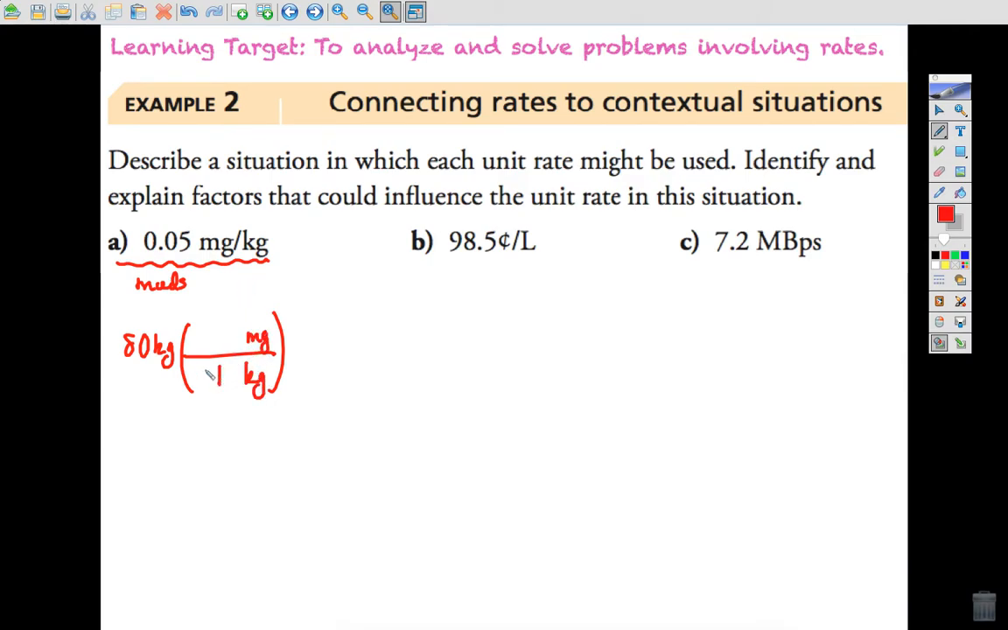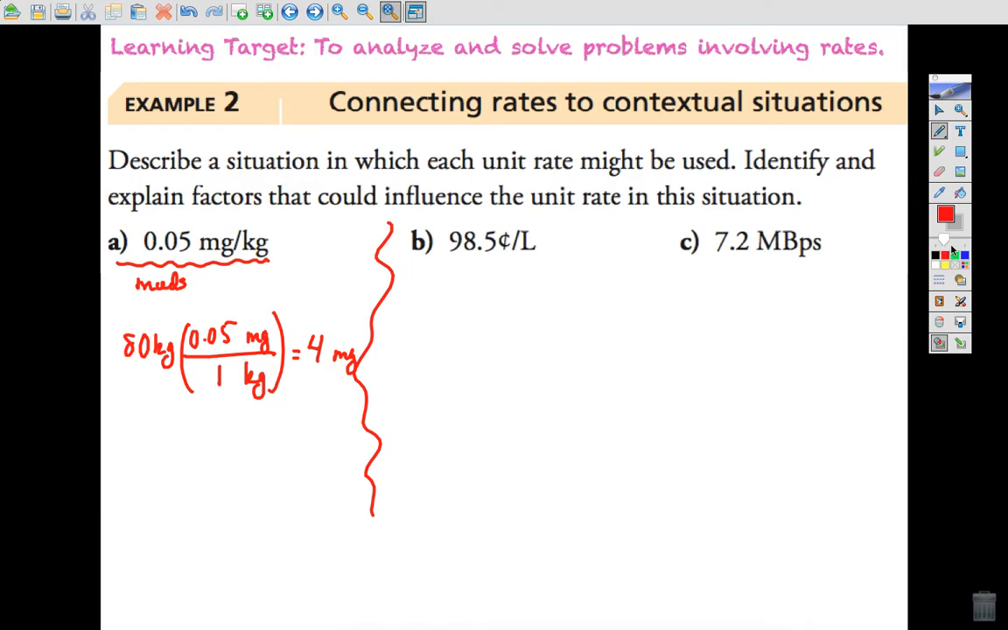So we've got 1 kilogram here. I should apply 0.05 milligrams of medication. It's a quick multiplication, so I'll do 80 multiplied by 0.05, and that gives me back 4. So I need to give this person 4 milligrams exactly of medication. And so that's a great real-world example.